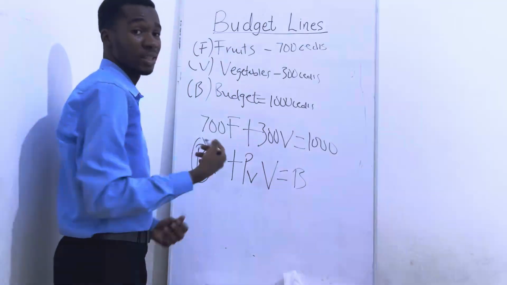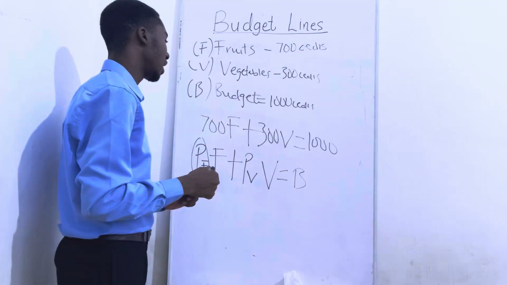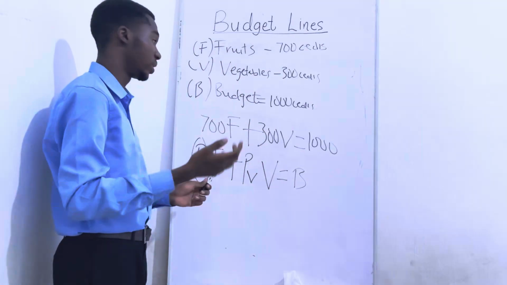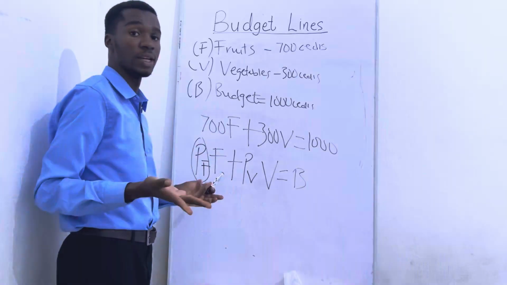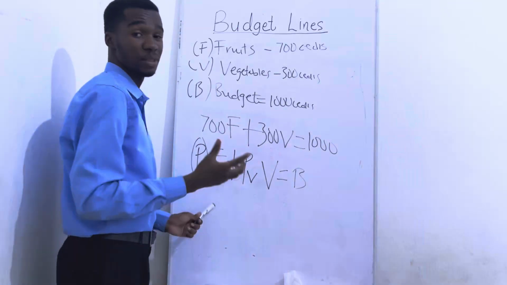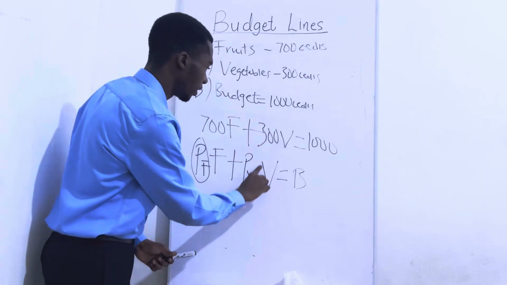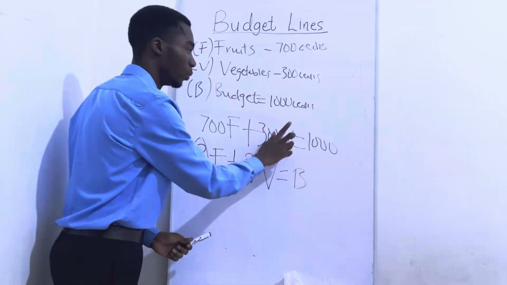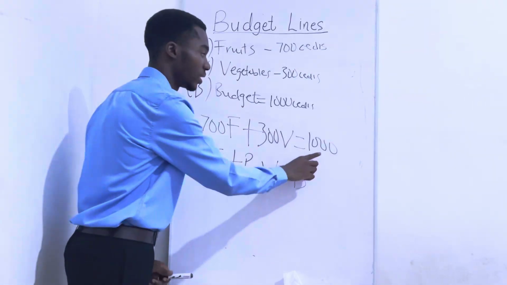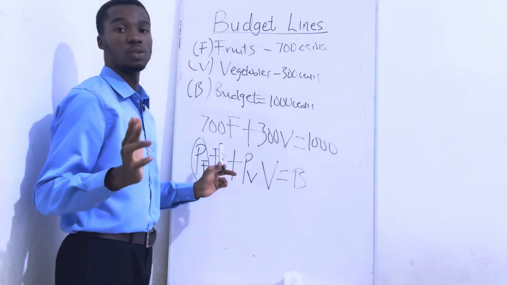Then the fruit is the quantity. So this one, we are just assuming that all what you bought. So if it's 20, then our F will be 20. Like, you get it? So here's the price of the fruits times the quantity you bought, which is the F, then plus the price of the vegetables times the quantity you bought is equal to the budget, which is 1,000 cedis. So this is all you need to know about budget lines.